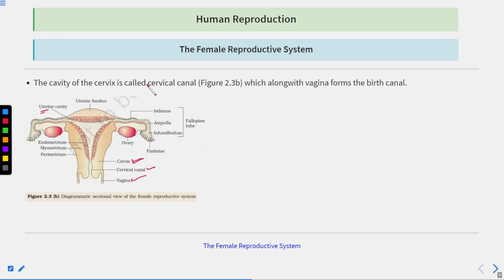Now the cavity of the cervix is known as the cervical canal. So this is the cavity of the cervix, which along with the vagina forms the birth canal. So the cervical canal along with the vagina forms the birth canal. Sometimes you call the vagina also the birth canal. Clear? So the birth canal consists of what? Vagina and the cervical canal.